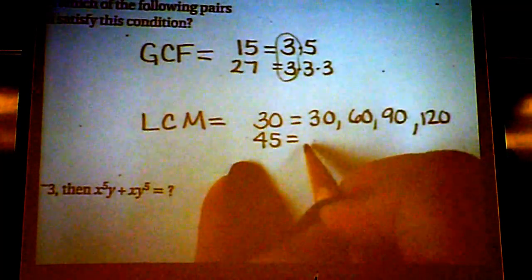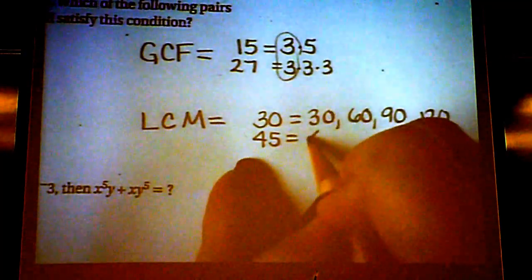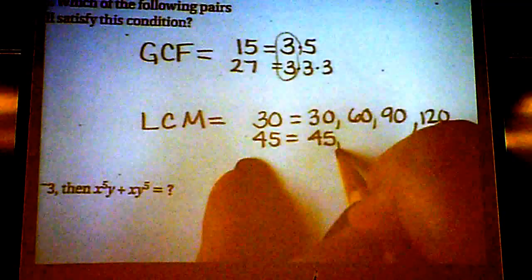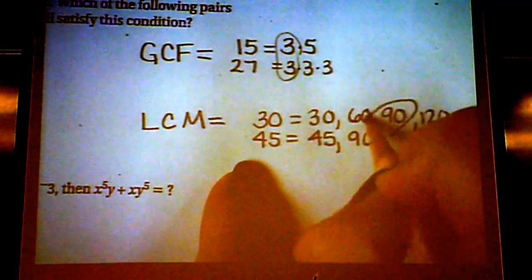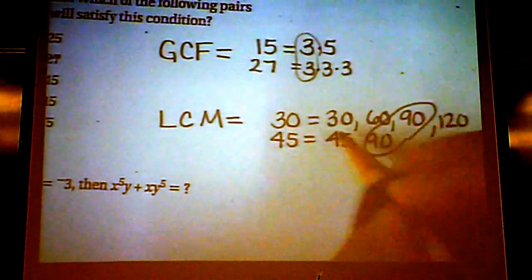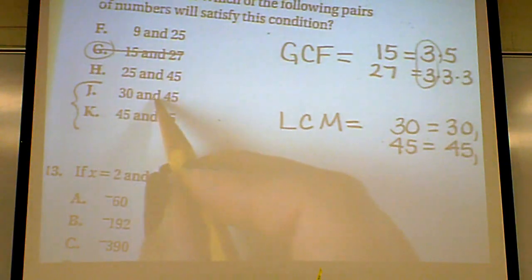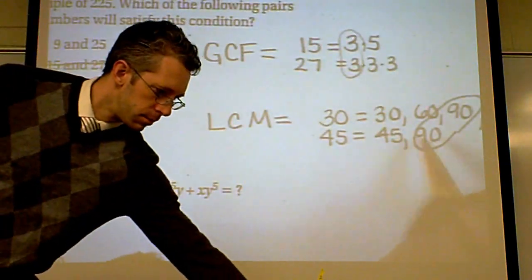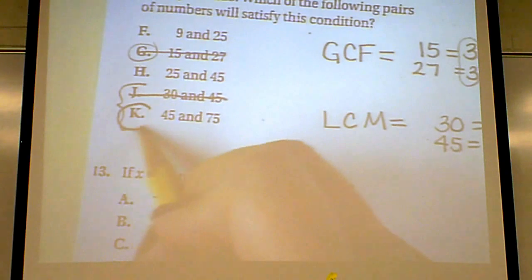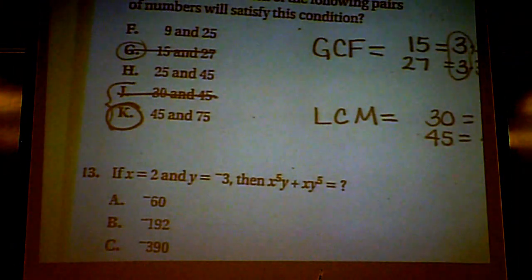120, let's stop there for a second. What are multiples of 45? 45, 90, we'll look at that. So the least common multiple of these two is 90. So it's not this answer, it's K. K is the right answer. Remember that stuff?